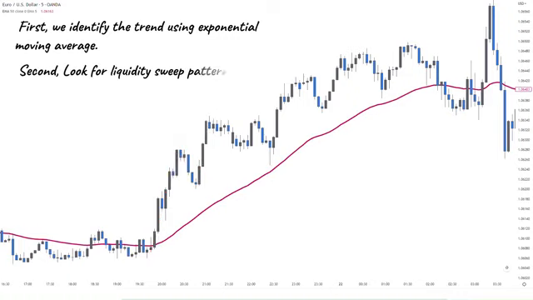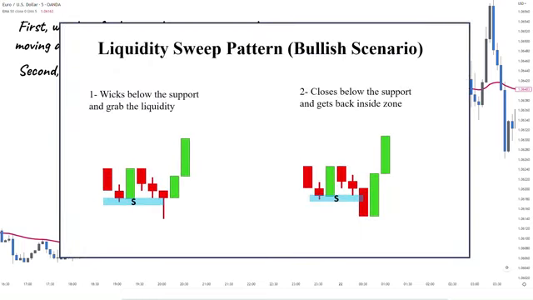In the second step, we look for a liquidity sweep pattern. It means that we wait for the price to make a support, and either wick below the support and grab the liquidity, or close below the support and get back above.